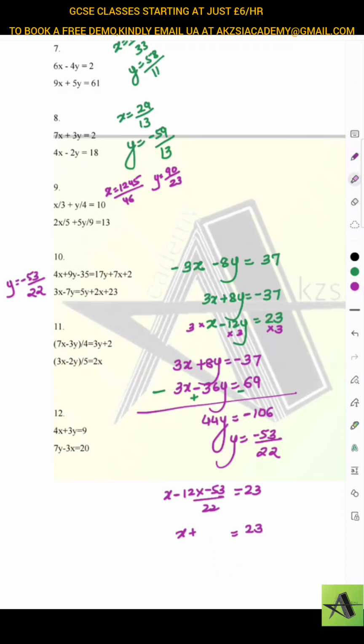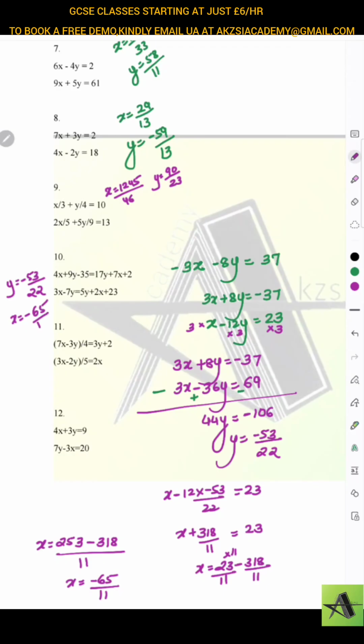So let me just write 318 over 11, and x is equals to 23 minus 318 over 11 multiplied by 11. So this will be 253. X is equals to 253 minus 318 over 11. That will give me 65 over 11. But obviously this will be negative 65 over 11. So I'm writing here negative 65. So x is negative 65 over 11.